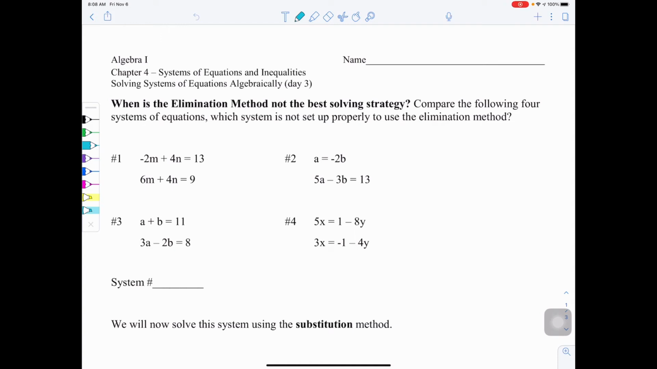Today's lesson is called Solving Systems of Equations Algebraically Day 3. When is the elimination method not the best solving strategy? Compare the following four systems of equations. Which system is not set up properly to use the elimination method?